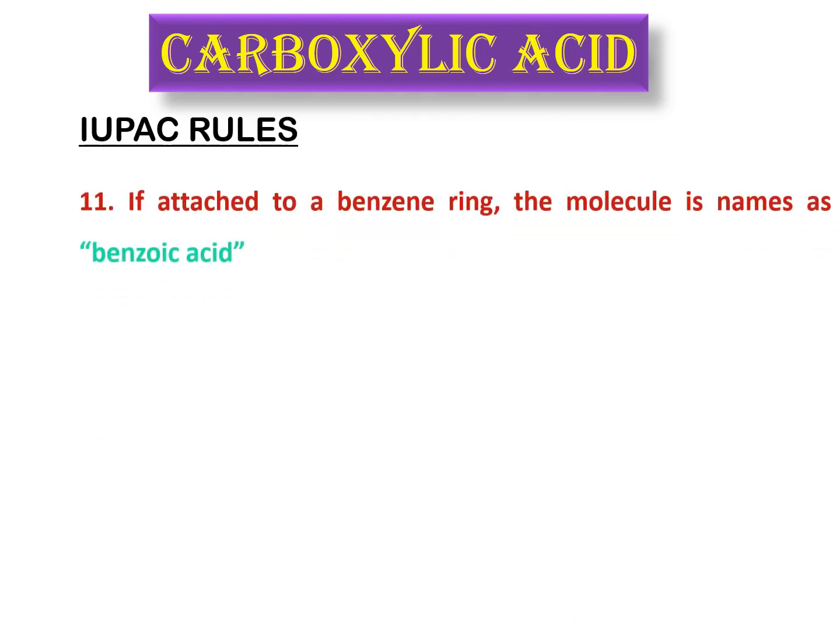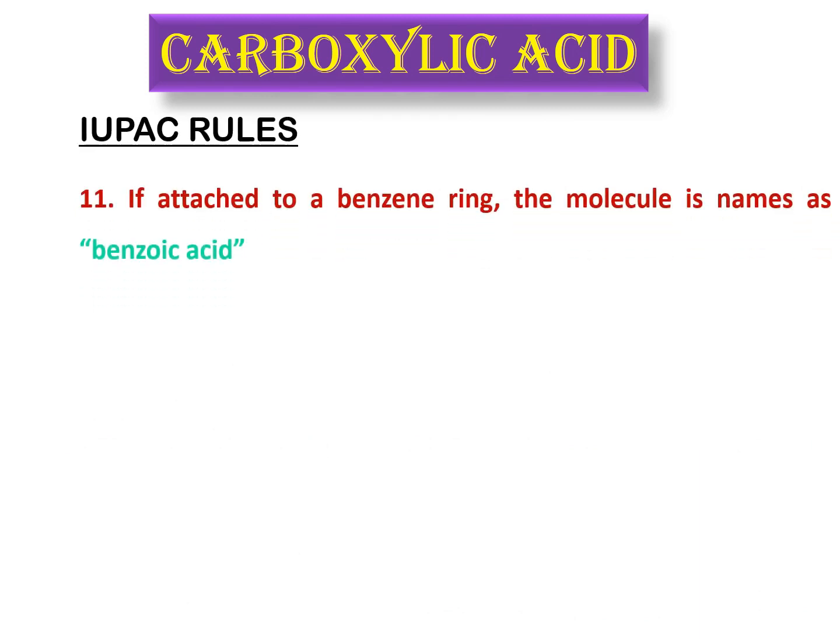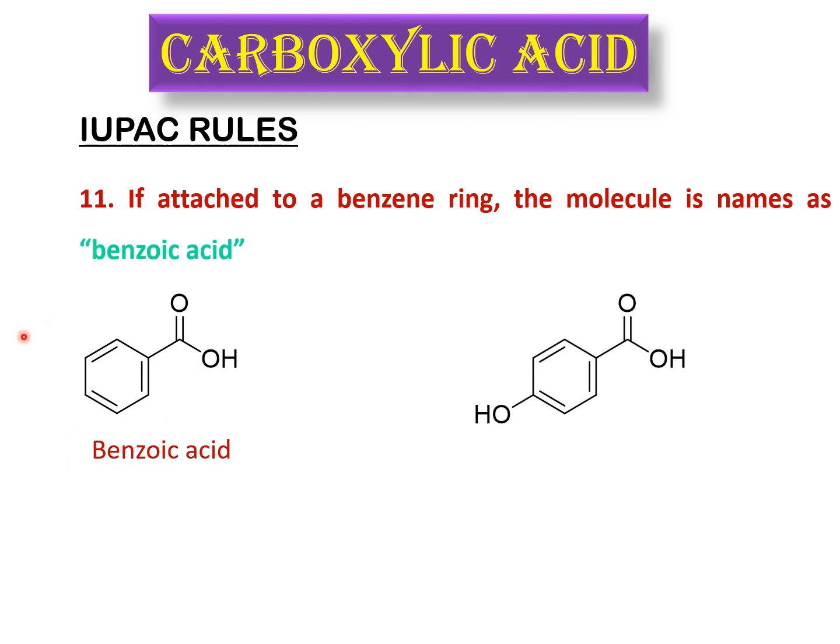If this carboxylic acid is attached to a benzene ring, so if we have a simple benzene ring attached to a carboxylic acid, then the complete name of the molecule is benzoic acid. So this is the structure of benzoic acid. Now this aromatic ring could also be substituted at different positions. So with reference to the point of attachment of this benzene ring to the carboxylic acid, we have a hydroxyl group at position 4. So if this is 1, the hydroxyl group is at position 4. So it's the 4-hydroxybenzoic acid.